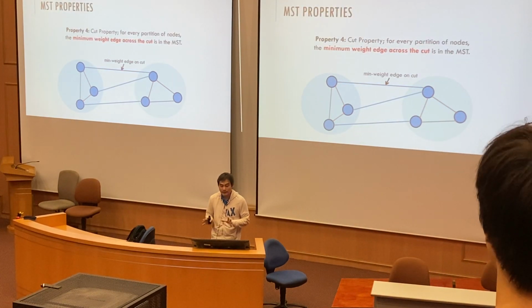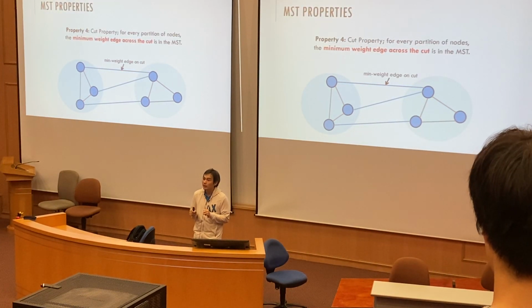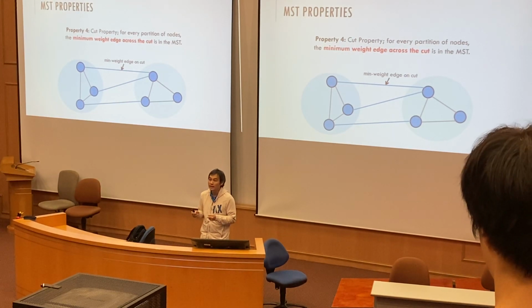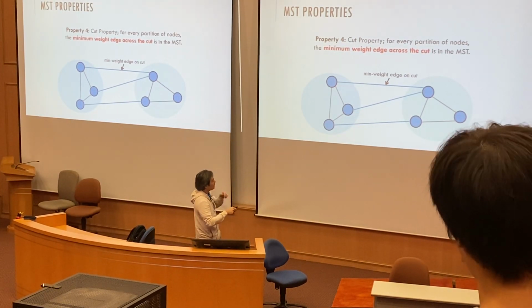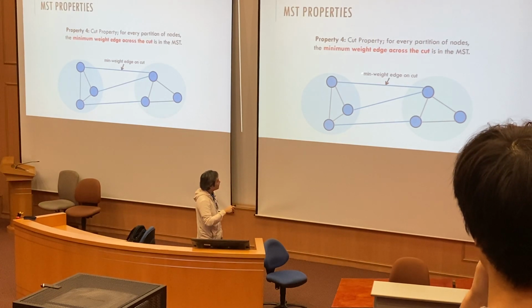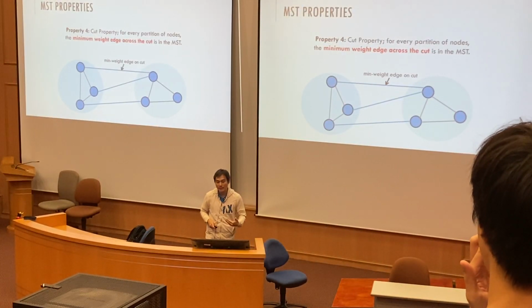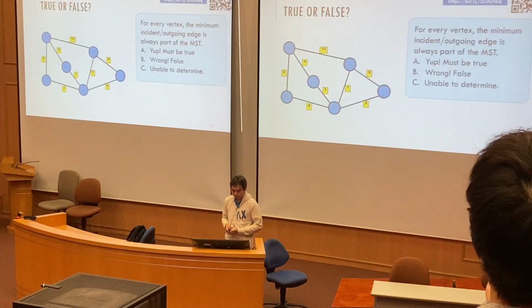Okay, so remember this. The proof is there, but it's very important to remember the property. The property is quite intuitive actually. It says that look, if you split into two disjoint subsets, the minimum weight edge must be in the MST. Okay, minimum weight edge across the cut.